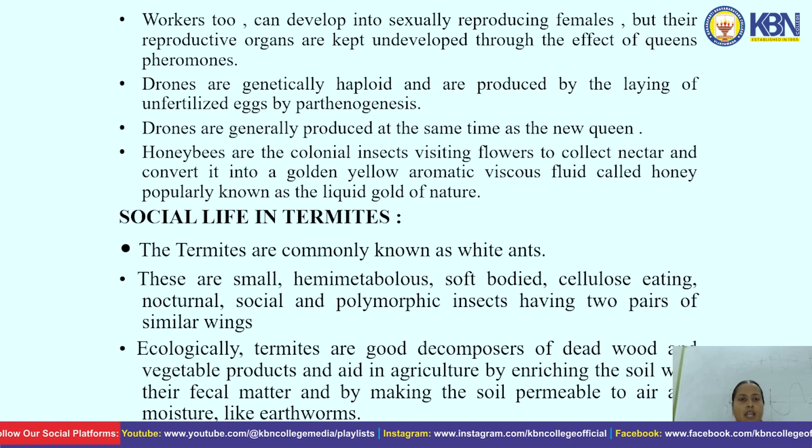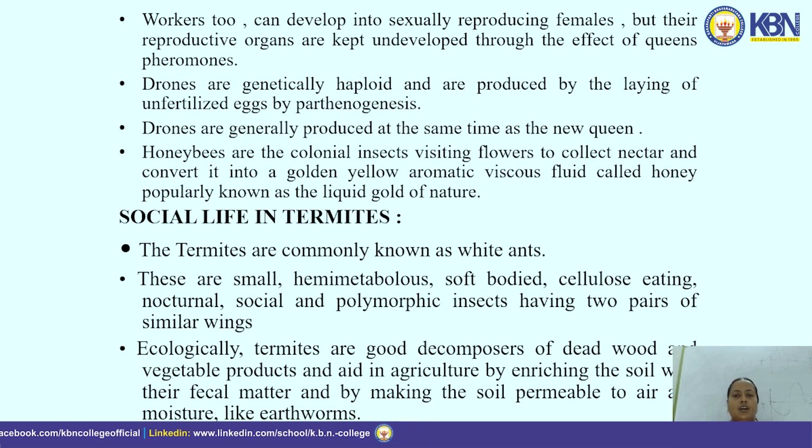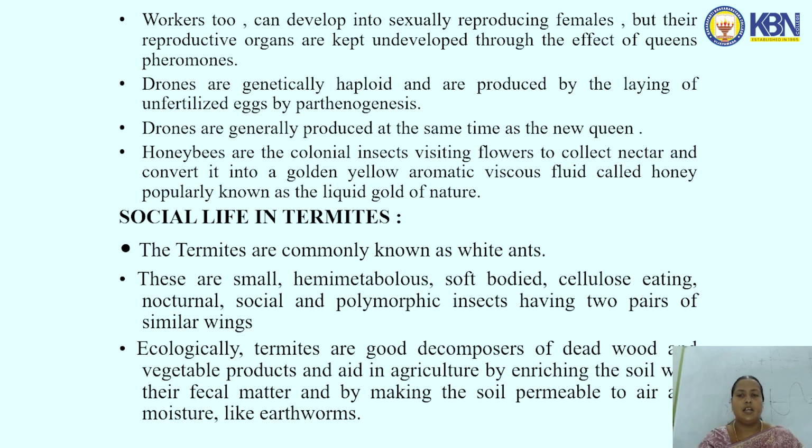Social life in termites. The termites are known as white ants. These are small, hemimetabolous, soft-bodied, cellulose-eating, nocturnal, social and polymorphic insects having two pairs of similar wings. Ecologically, termites are good decomposers of dead wood and vegetable products and aid in agriculture by enriching the soil with their fecal matter and by making the soil permeable to air and moisture like earthworms.